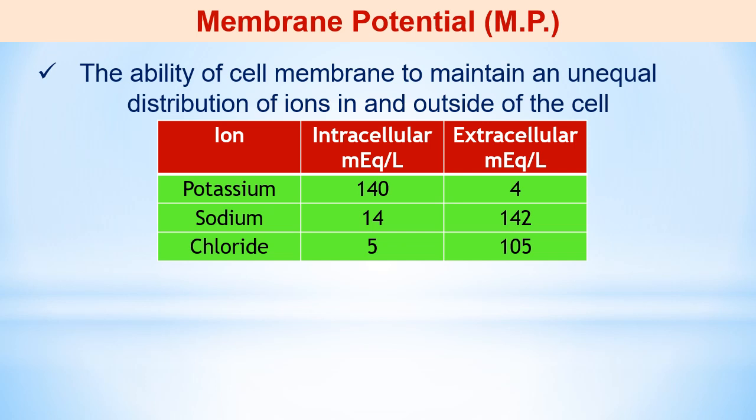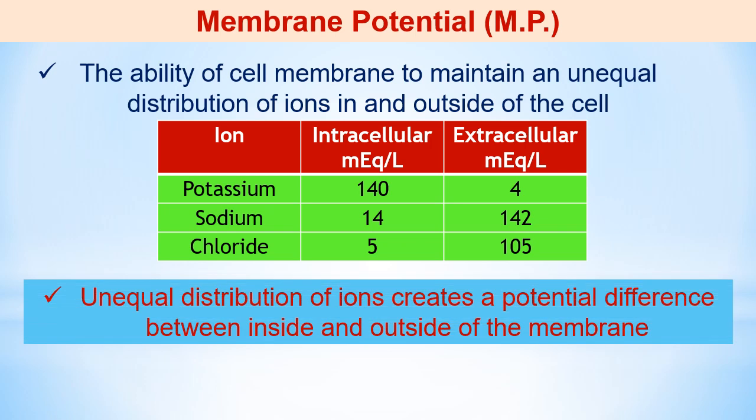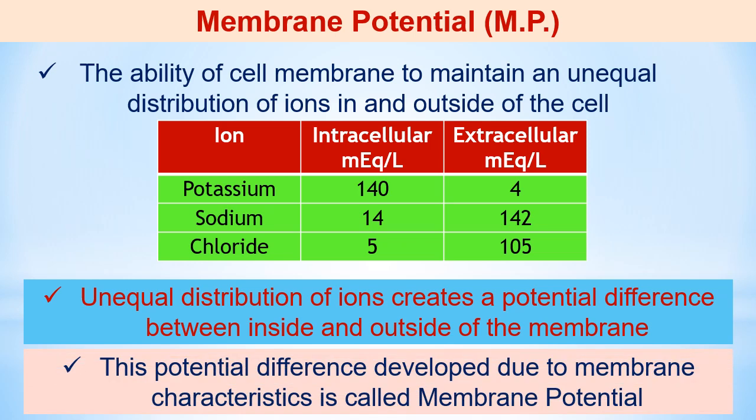For potassium ion, the intracellular concentration is higher than the outside. For sodium, the extracellular concentration is higher than the inside. Same with the chloride ions. This unequal distribution of ions creates a potential difference between the inside and outside of the membrane. And this potential difference developed due to the membrane characteristics is called the membrane potential.